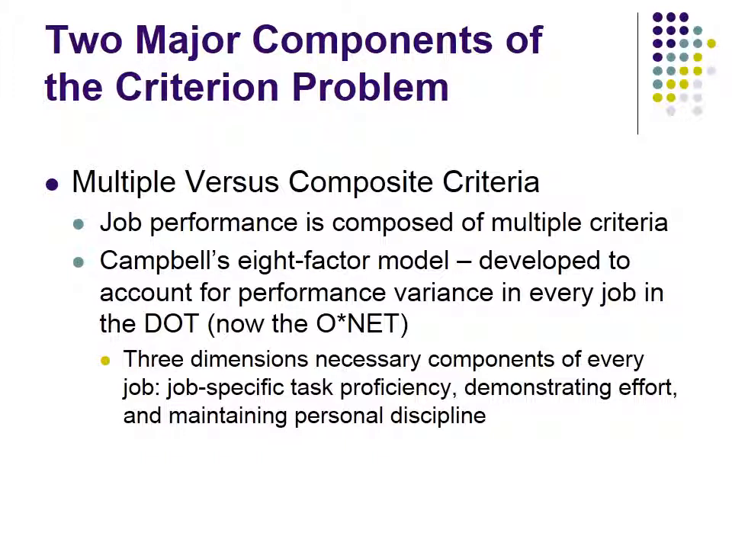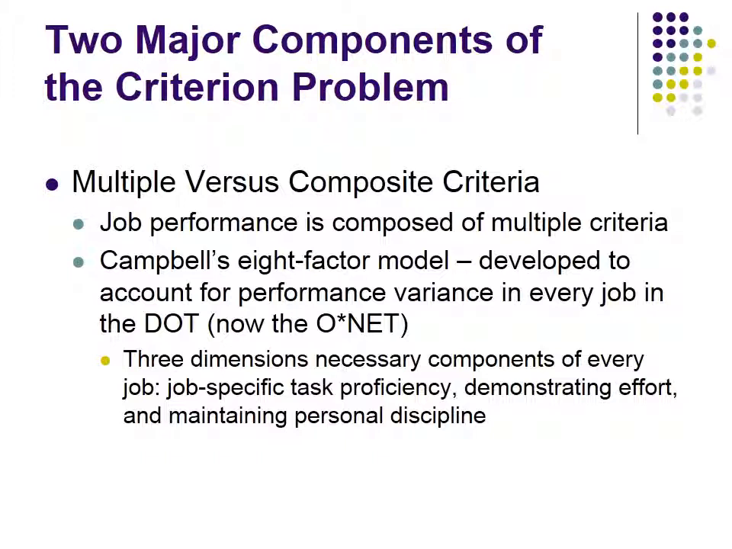And we're going to be talking about Campbell's 8-factor model, and it was developed to account for performance variance in every job. So again, it's a model that was intended to try to break down the overall facets of behavior, of performance in organizations, into 8 clear clusters. It was originally drawn from the idea of the DOT, the Dictionary of Occupational Titles. It has been adapted now to match O*NET, which is the current job analysis website and database that people can draw on.